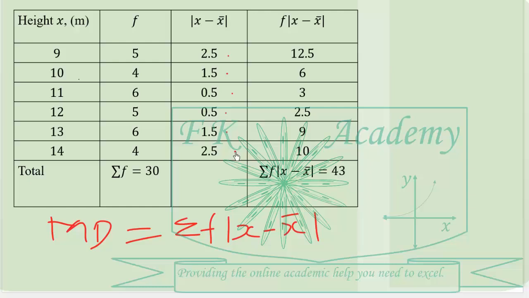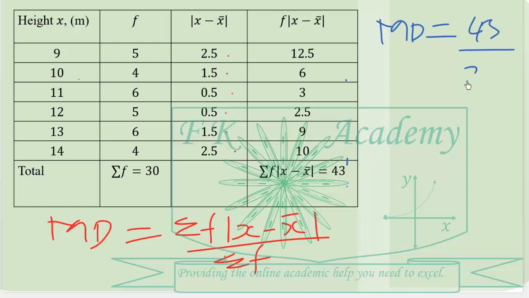So over summation f, and this will give us the mean deviation to be equal to summation f times the deviation. When we sum up all of these, we are getting 43 all over 30. And that will give us 1.43333 recurring. So to one decimal place, we get 1.4. That's the mean deviation.